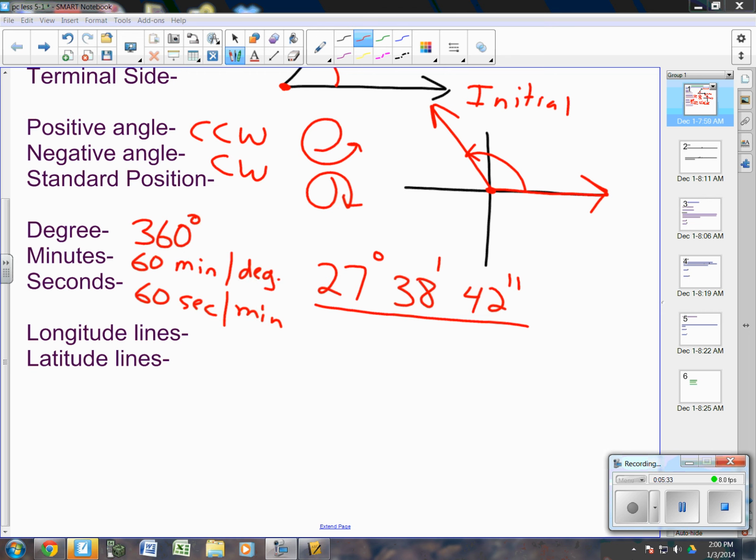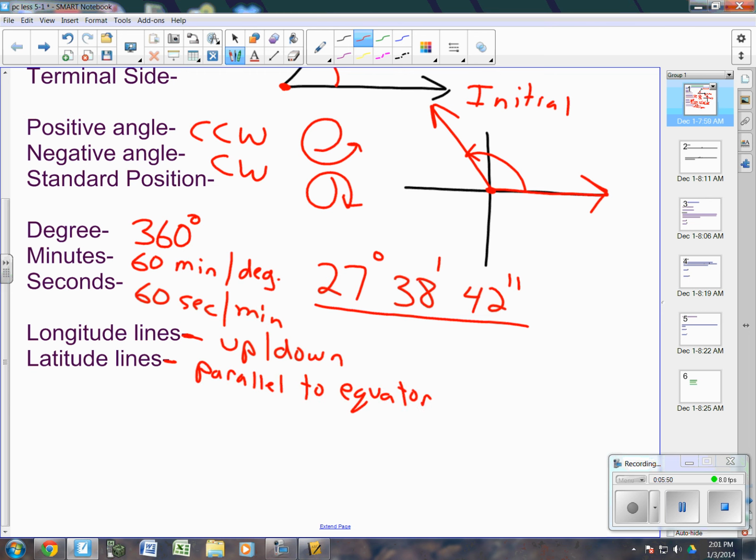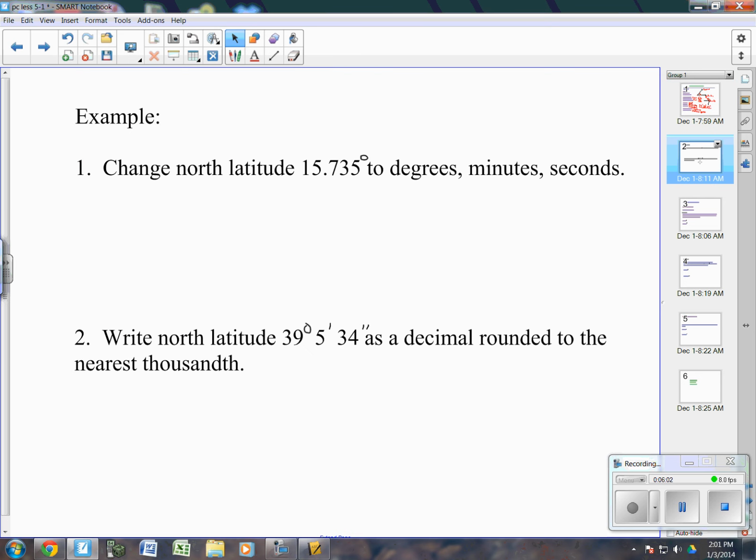Okay, longitude lines and latitude lines. Which way do longitude lines go? Up and down. And latitude lines go parallel to the equator, right? So if you wanted to use the same definition, longitude lines are perpendicular to the equator, okay? So you're going to need that for your assignment today. Okay, going on to the next slide right here.